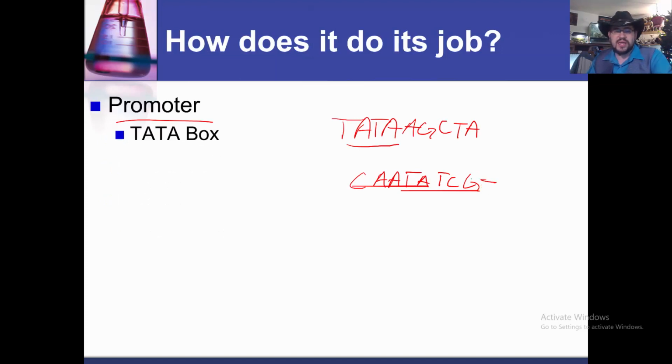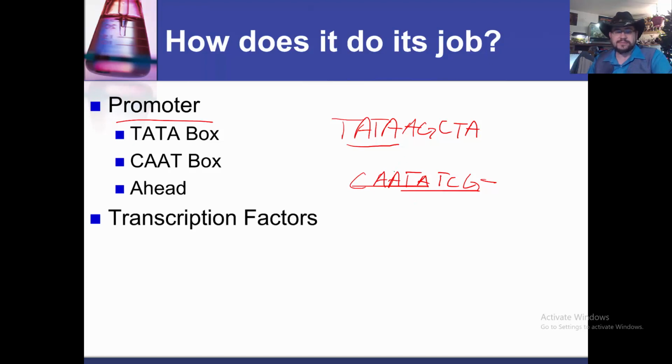So the TATA box and the CAT box are both sequences ahead of the gene that identify the beginning of the gene. So transcription factors are going to bind at the promoter, and these transcription factors, when they bind at the promoter, allow polymerase to bind more tightly. So here's some transcription factors. We'll just use some abstract little circles. Looks good, right?